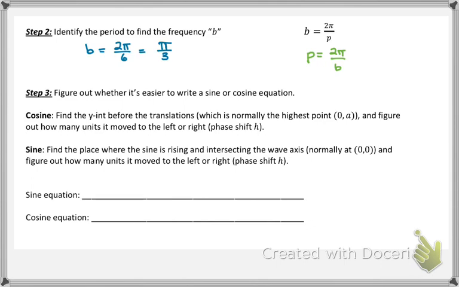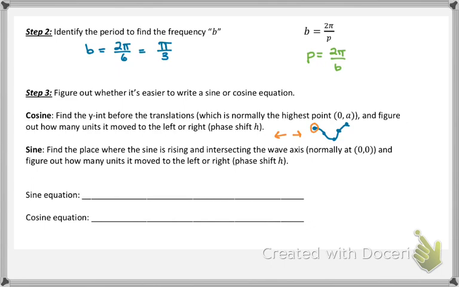So for the cosine function, what you want to do is find the y-intercept before the translation, which is normally the highest point, 0, whatever the amplitude is, and figure out how many units it moved to the left or right, which is your phase shift. So basically, you want to find where your starting point of your parent cosine function normally is. Normally it's at 0, a, this high point, wherever the amplitude is. So I want to see where that got shifted to the left or right if it did, because that's going to be my h, my phase shift.